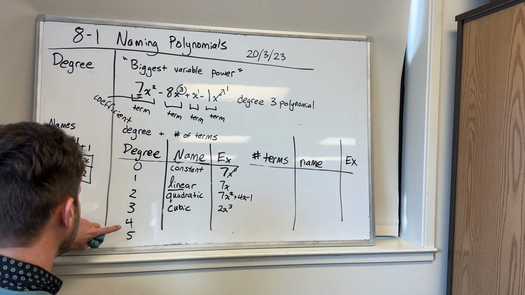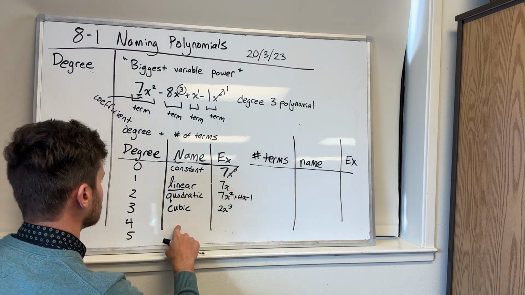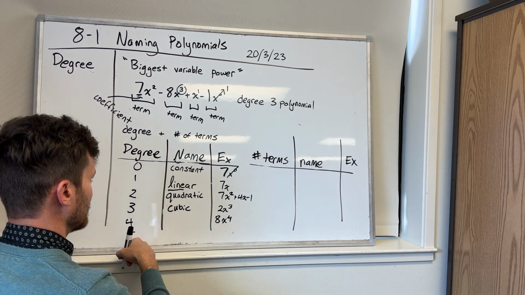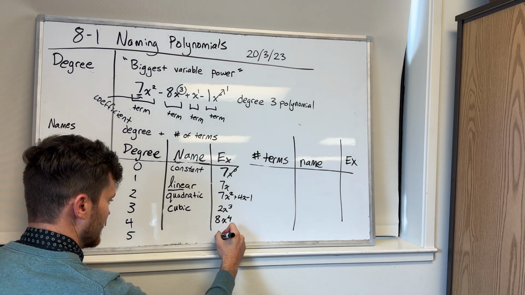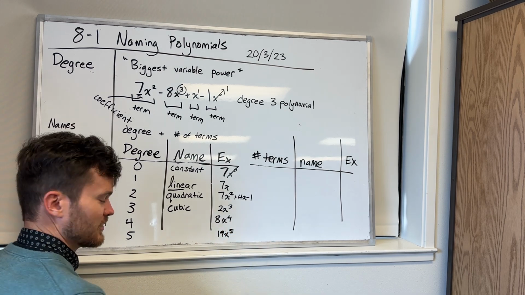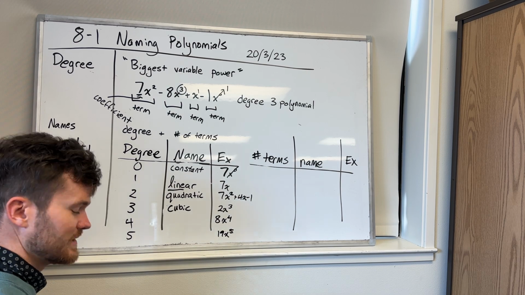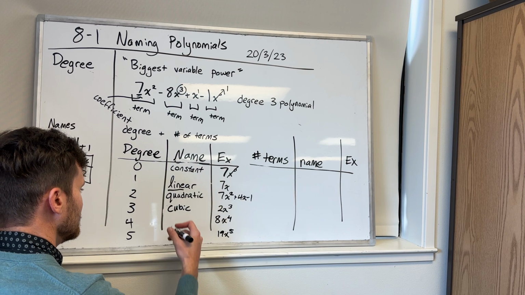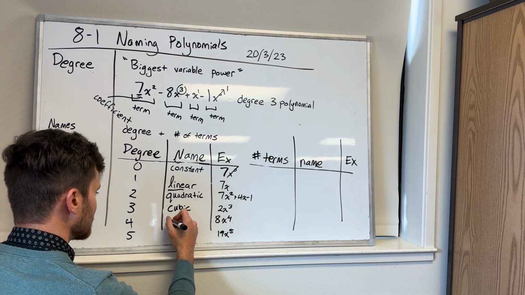Okay. Number 4. So if I have something like 8x to the power of 4, that would be an example. For degree 5, that would be something like 19x to the power of 5. Make up your own examples if you can. If you want to copy mine, that's uncreative, unimaginative. 4 is called quartic.